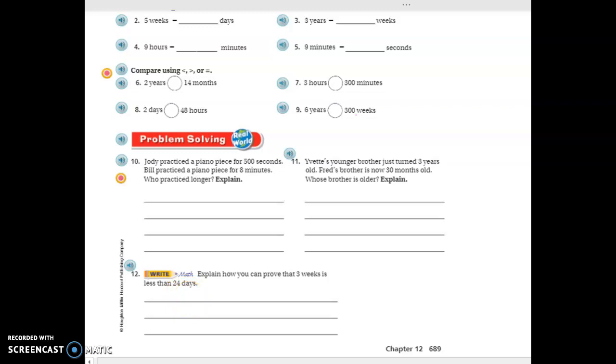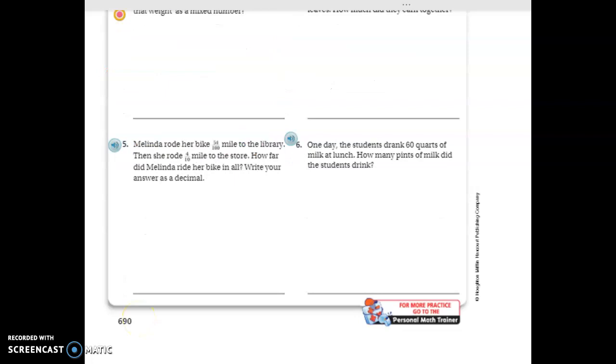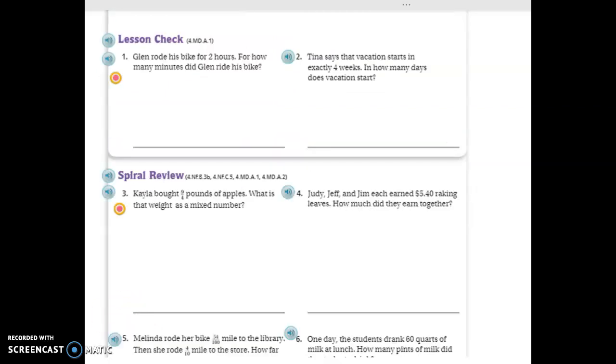I'm going to go ahead and read the next page. We are now on page 690. I will read through these story problems. Pause whenever you need or replay whenever you need. Number 1, Glenn rode his bike for 2 hours. For how many minutes did Glenn ride his bike? Number 2, Tina says that vacation starts in exactly 4 weeks. In how many days does vacation start? Number 3, Kayla bought 9/4 pounds of apples. What is the weight as a mixed number?